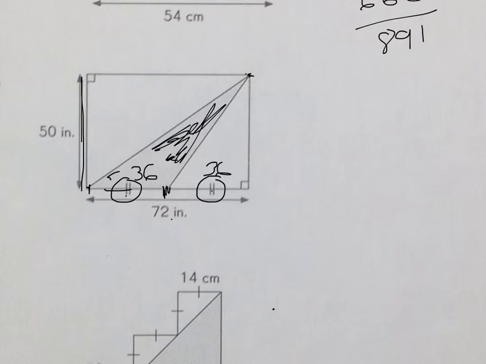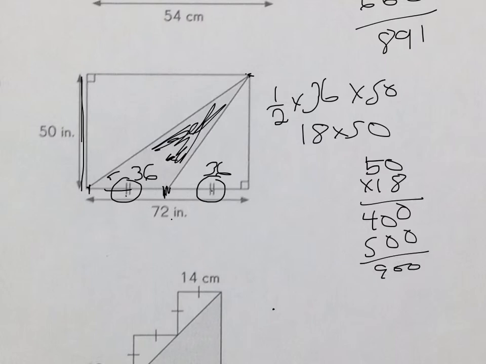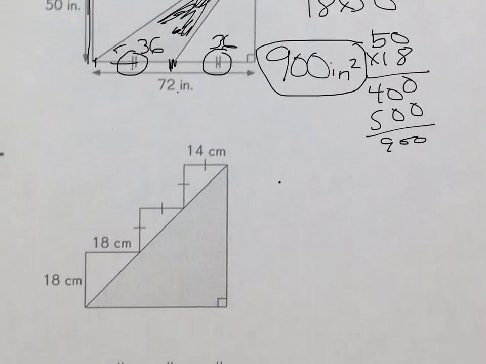So it is 1/2 times 36 times 50. Okay, 1/2 times 36 is 18 times 50. All right, let's do that. 50 times 18, this will get me my area. 0, 40, add my 0, 0, 5, and I add that up and it gets me 900 inches squared. That is my area. Okay, let's go to number 7.